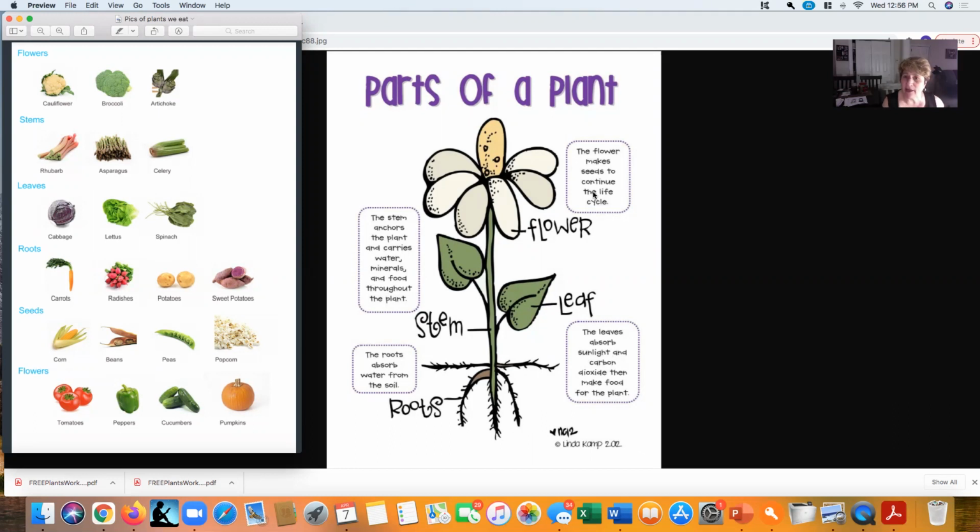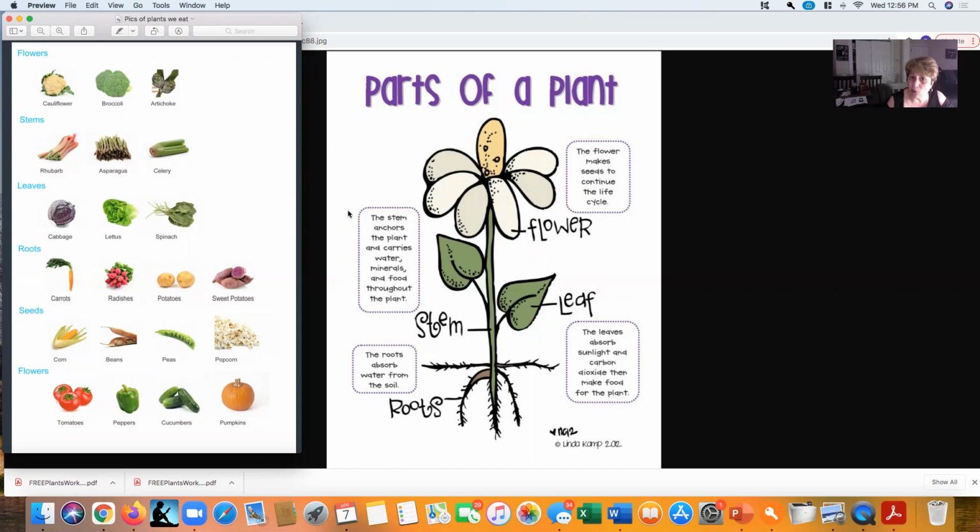Then we have the flower. The flower is the part of the plant that's very important because it makes new seeds so that the life cycle of the plant could begin again. Remember how we did that with the life cycle? We planted the seed, then the seed sprouts, that's called germination, and it grows up into a little shoot and then a bigger plant, the leaves all sprout out, and the plant will continue to grow, and many plants grow flowers when new seeds are formed.